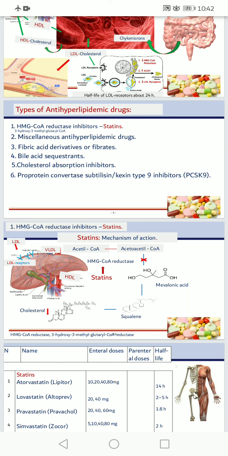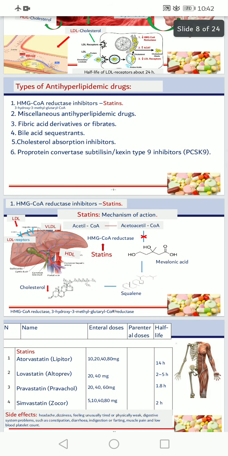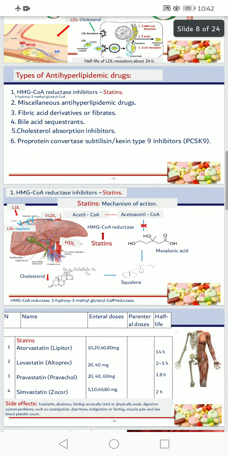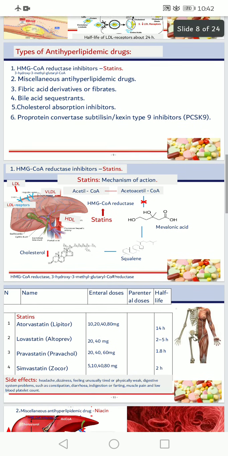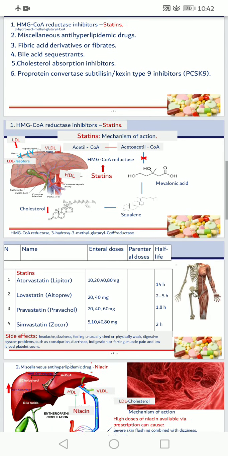First is statins. What are statins? Statins reduce the concentration of cholesterol within liver cells, which produce cholesterol, so the cells begin to compensate by expressing more LDL receptors which bind LDL in the blood circulation. In addition, low intracellular cholesterol level leads to decreased secretion of VLDL. Okay, you can see in the table also.